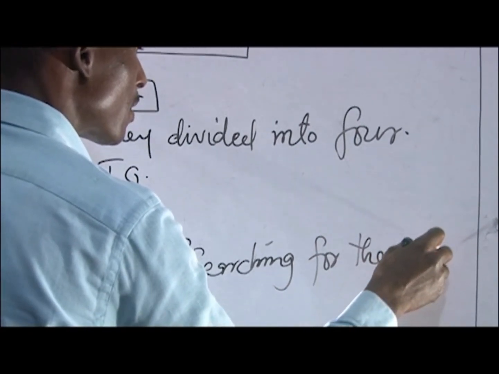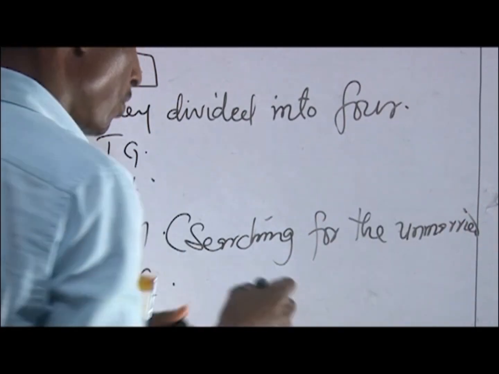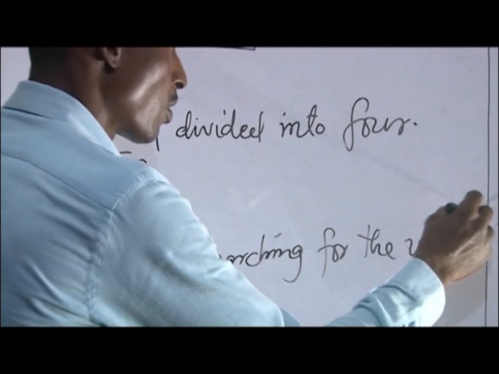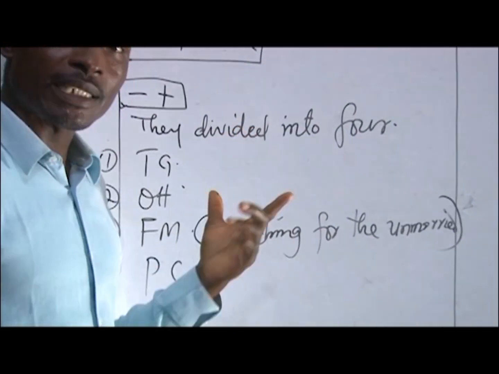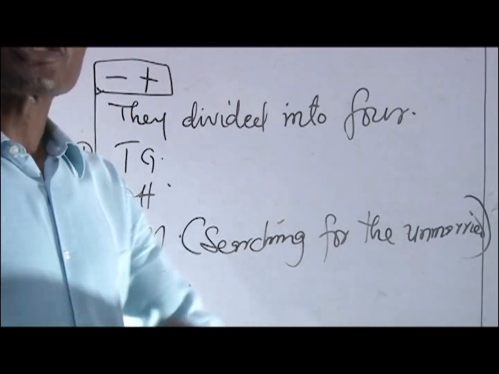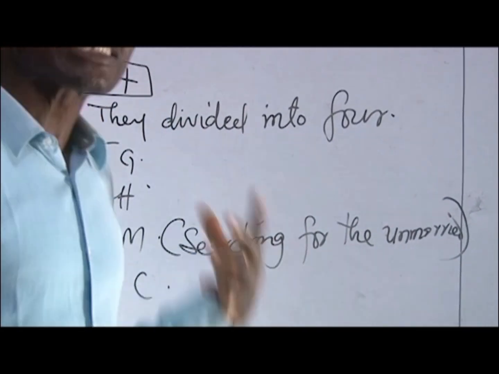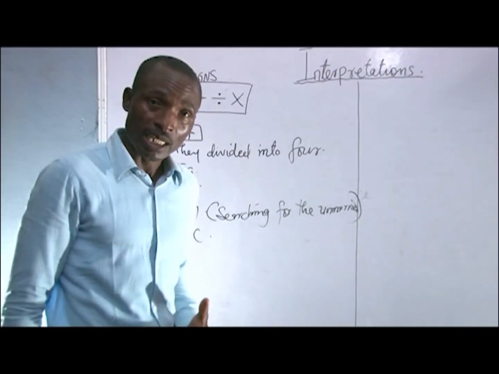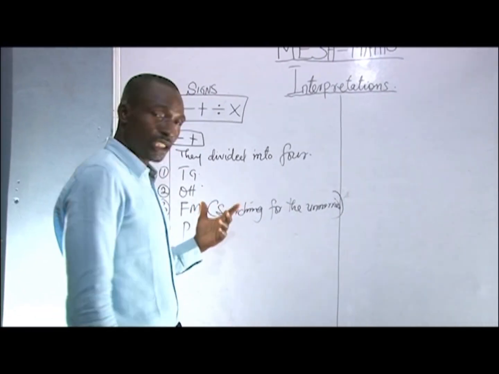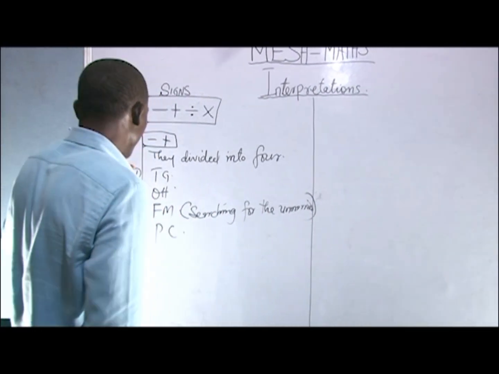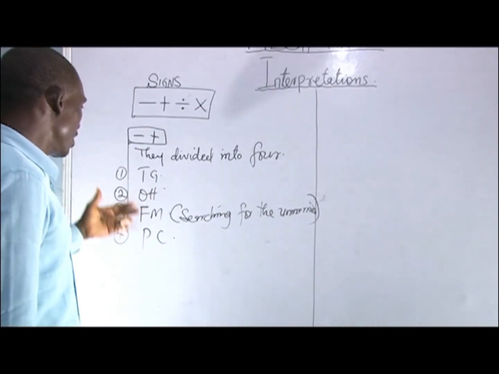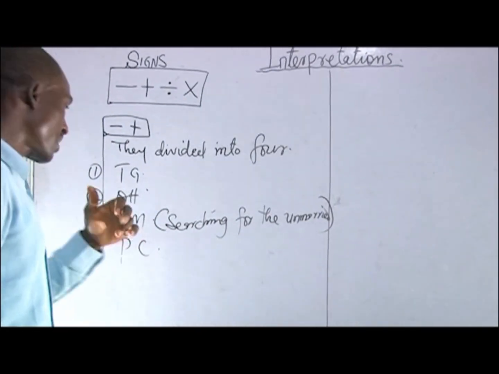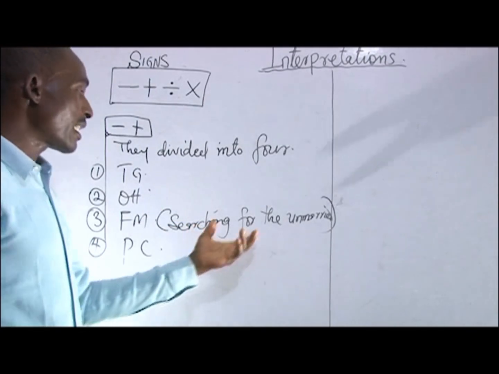So in this FM, you put in bracket, searching for the unmarried. You know, someone will ask a question. What has mathematics got to do with marriage? That is why measurements is different from the mathematics that you know. Yes, we'll be doing the same thing, but we'll have different languages. We'll have a new language to follow up. Do you understand? So, quickly, having gone through this, you see, TG, OH, FM, PC. This FM says searching for the married.